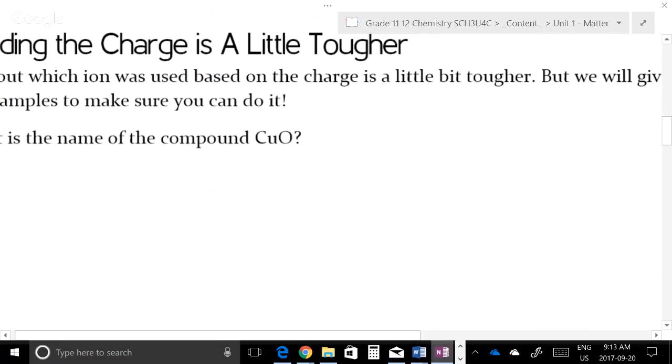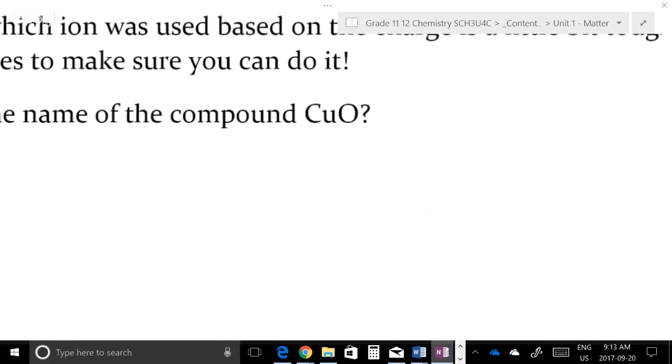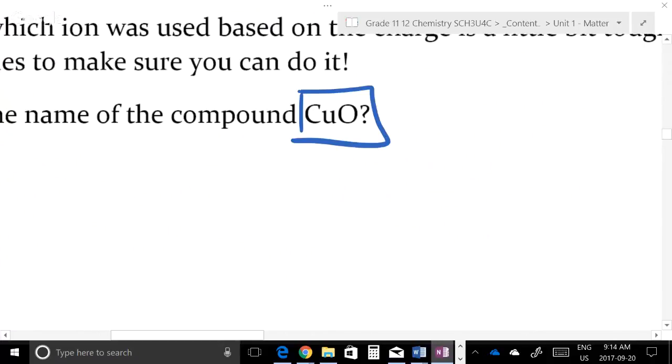Now, we have to be able to go the other way. If I see CuO, as soon as I see copper, I should be looking on my periodic table and noticing what? Copper comes in 2 flavors. Two different flavors of copper. You got your copper 1, you got your copper 2. How do I know which one it is? That's good, I like the answer. But how do I know? How do I know the answer?